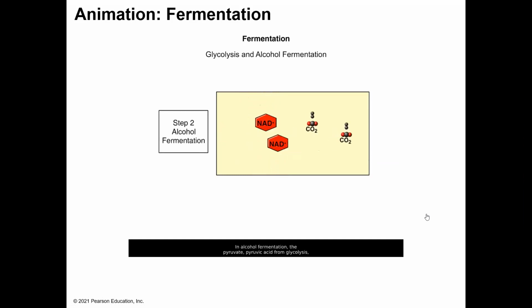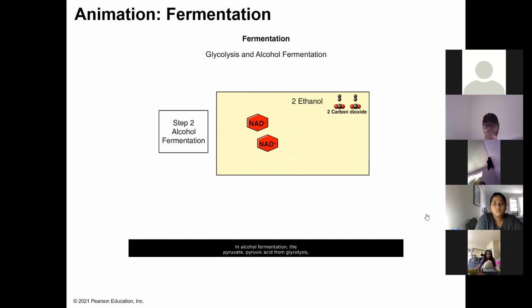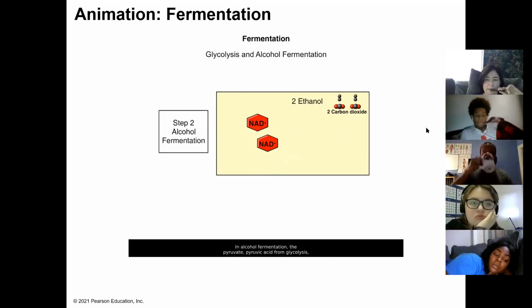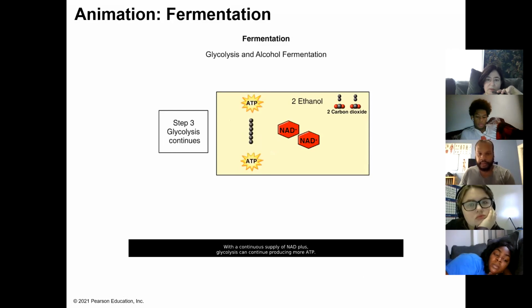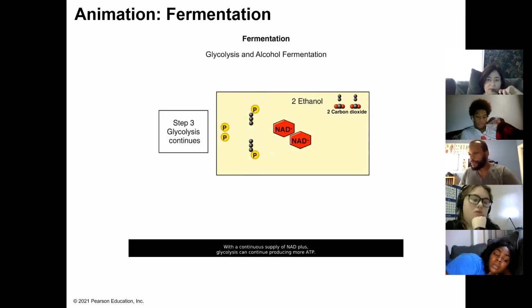In alcohol fermentation, the pyruvate, pyruvic acid from glycolysis, loses one carbon in the form of carbon dioxide, and the product is then reduced to ethanol by NADH. With the formation of ethanol, NADH is oxidized and becomes NAD+. With a continuous supply of NAD+, glycolysis can continue producing more ATP.